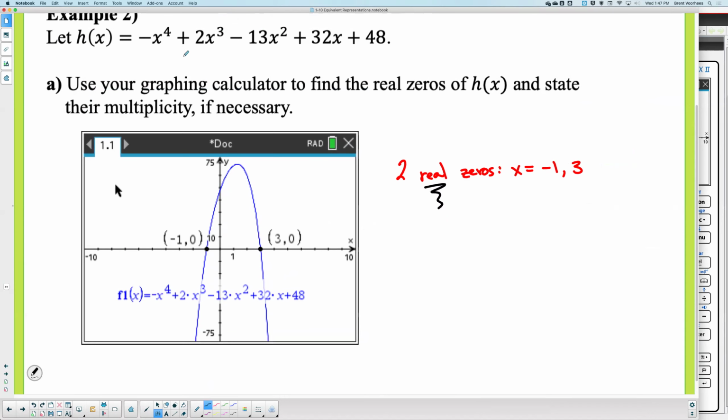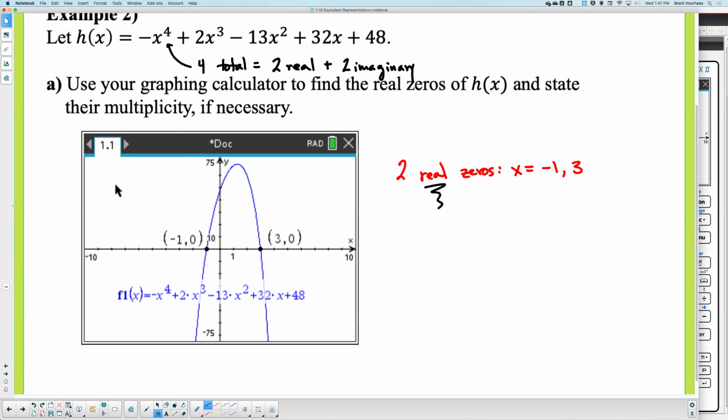Now, why do I keep hitting this word real? Because look at the equation. How many total zeros should this graph have? Look at the degree, I mean. We should have 4 total zeros. If it's 4 total zeros, that will equal real plus imaginary. So if I have 2 real, how many imaginary must I have? We're going to have 2 imaginary zeros.